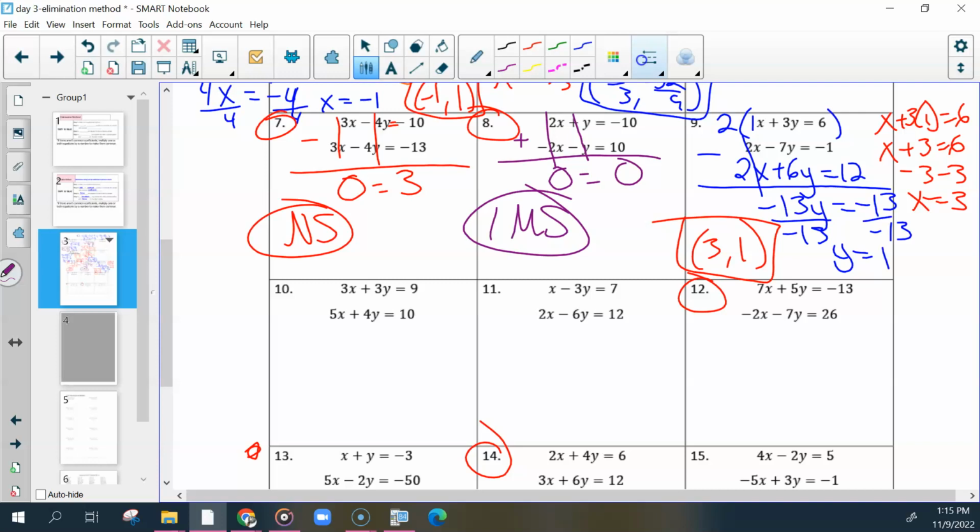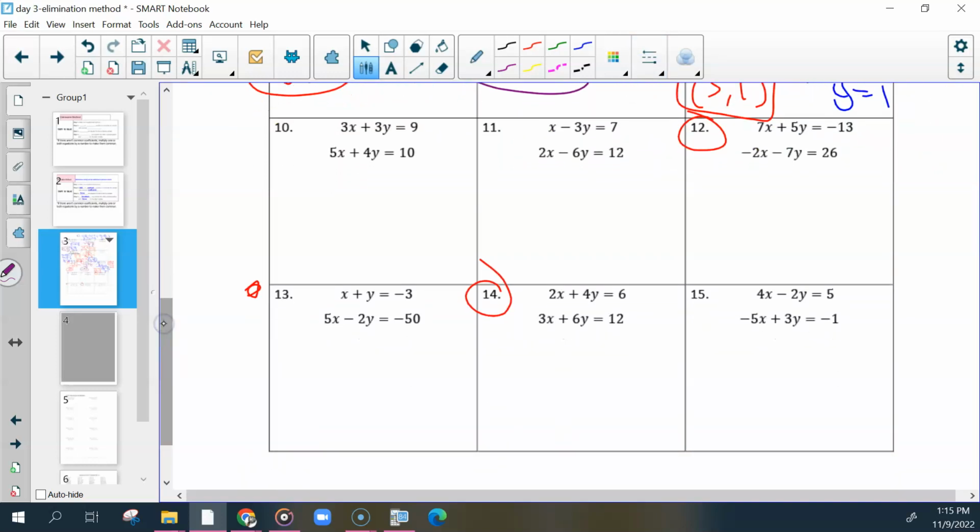Questions about that before we do 12? Every problem you probably want it to be no solution or infinitely many because there's barely any work. But that's not how the window works. Alright, with 12, everything's lined up.